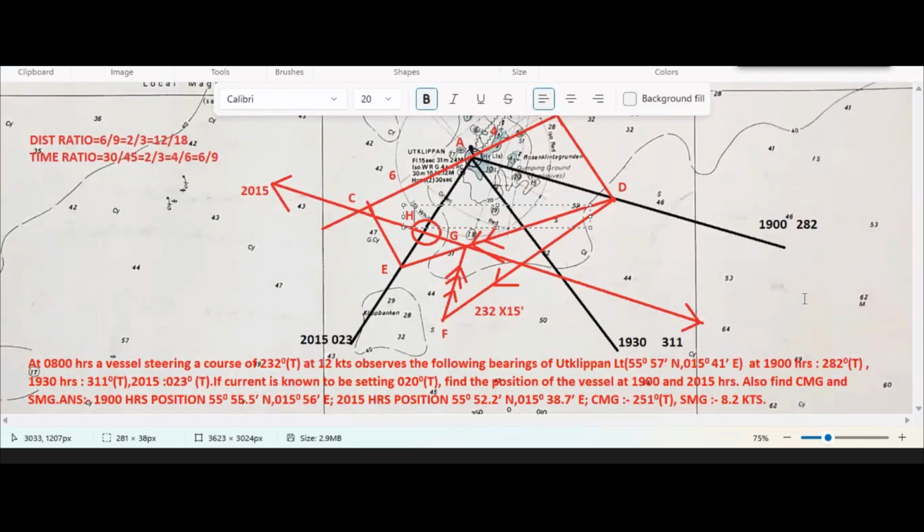In the question, if you read the question, what is asked? They are asking the 2015 hours position only, course made good and speed made good. Now, if they ask, I have all the answers. I can write up to this. But if they ask what is the position of the vessel at 1900 hours, or the position of the vessel at 1930, then what should I do?